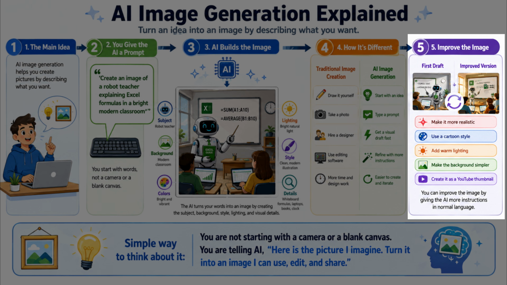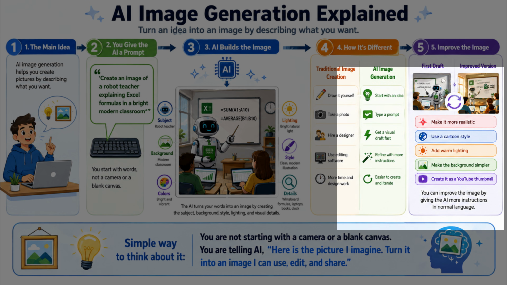For example, you might say, make it more realistic, use a cartoon style, add warm lighting, make the background simpler, or create it as a YouTube thumbnail. The AI is not starting with a camera or a blank canvas in the traditional way. It uses your description to decide what should appear in the picture and how everything should look together.